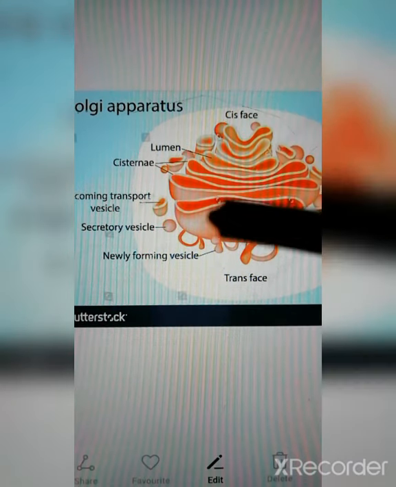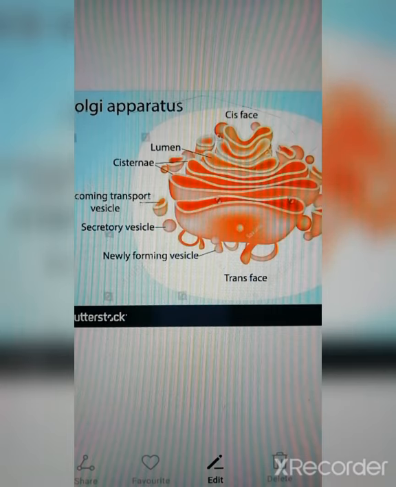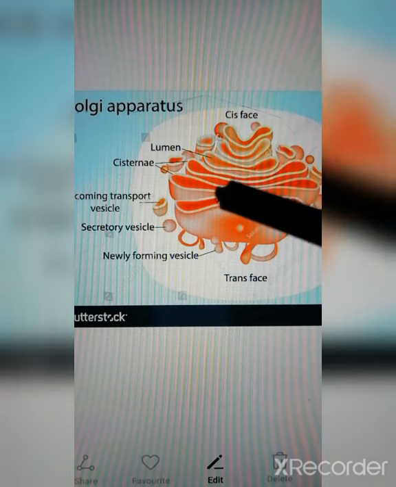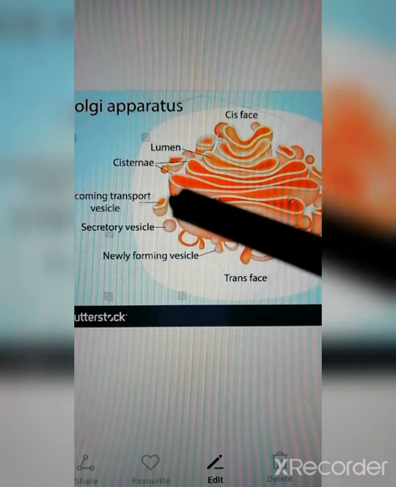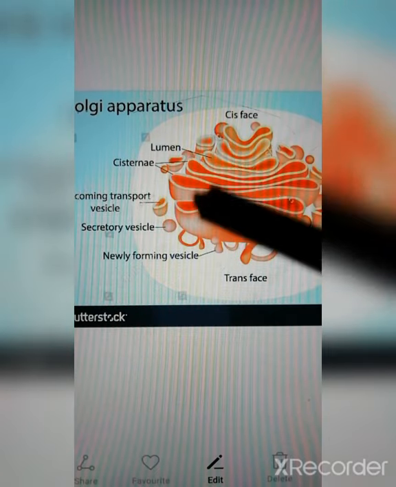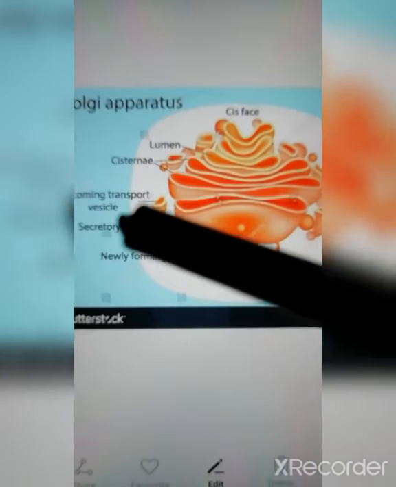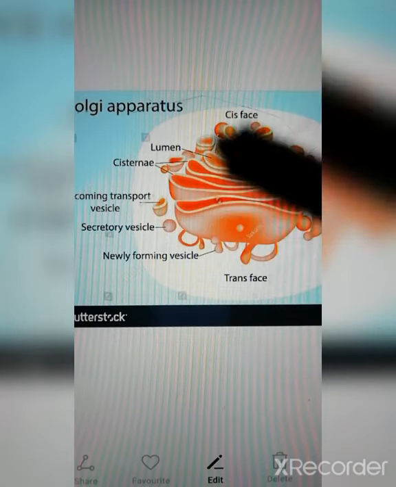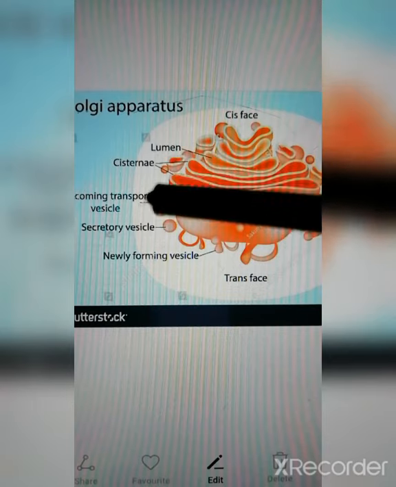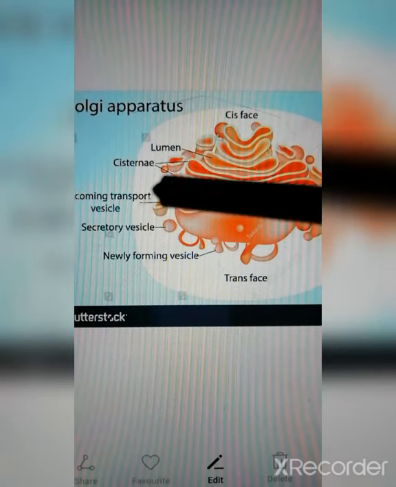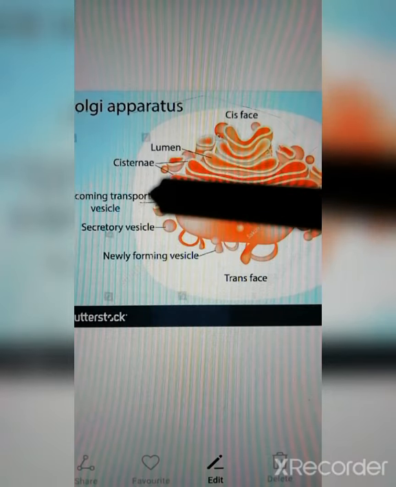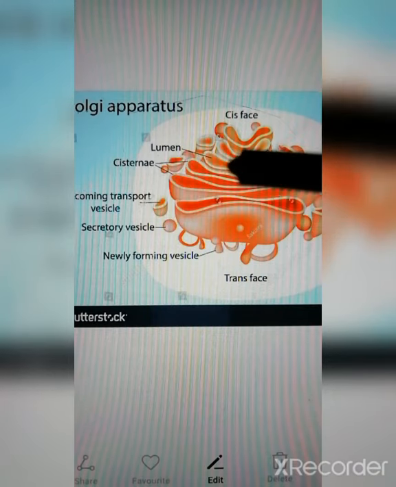The Golgi complex is made up of different membranes, and these membranes create sac-like structures. Sac means a bag kind of structure, right? These membranes create sac-like structures which are known as vesicles. These vesicles carry the proteins and lipids manufactured by the endoplasmic reticulum to the Golgi complex.